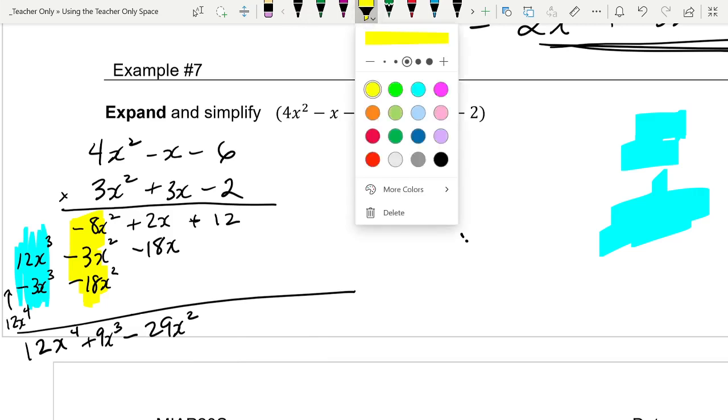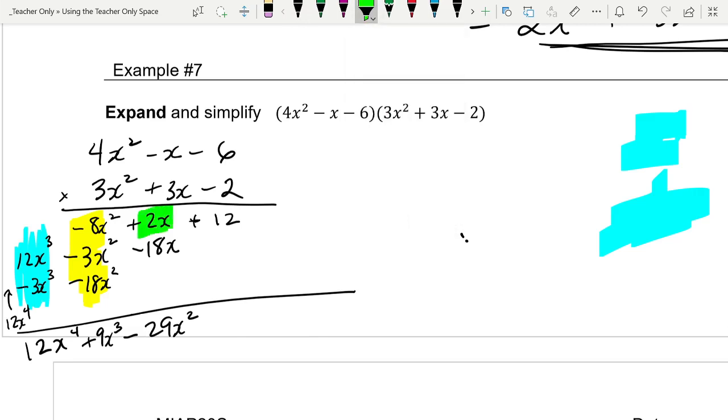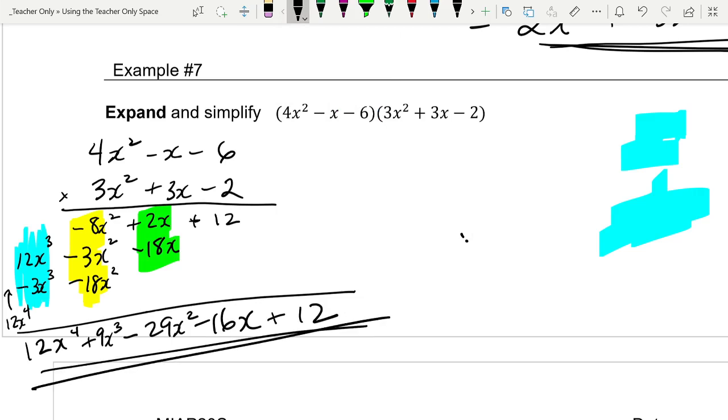Now I need another column. I'll make this column green. I'm going to add together my x's. 2x's minus 18x's is minus, this is the one you were thinking of a second ago, minus 16x's. And the 12 doesn't have anything to combine with. So that's about as ugly as this stuff gets.